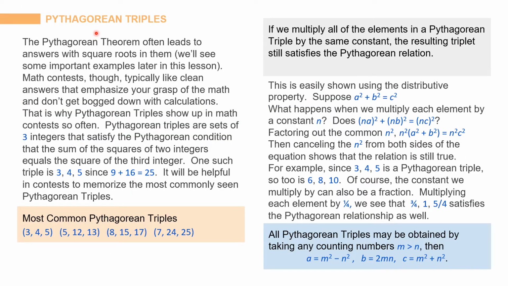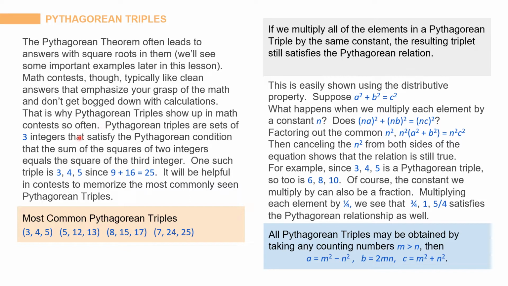So let's learn about Pythagorean triples. These are also called Pythagorean triplets. The Pythagorean theorem often leads to answers with square roots in them. We'll see some important examples later in this lesson. Math contests, though, typically like clean answers that emphasize your grasp of the math and don't get bogged down with calculations. This is why Pythagorean triples show up in math contests so often.